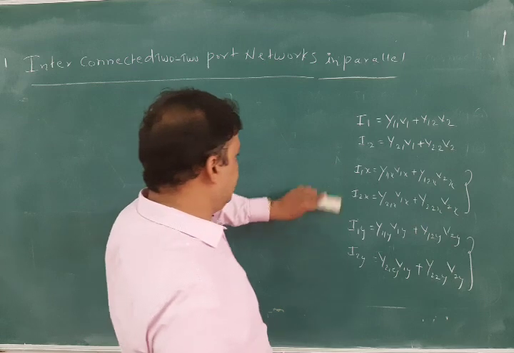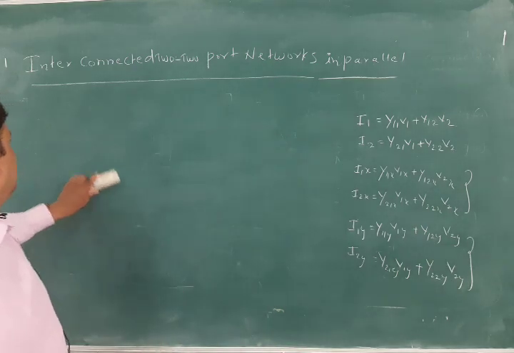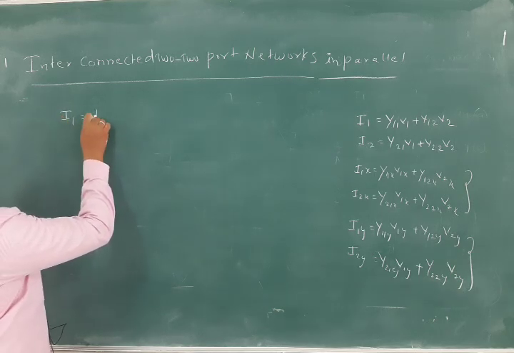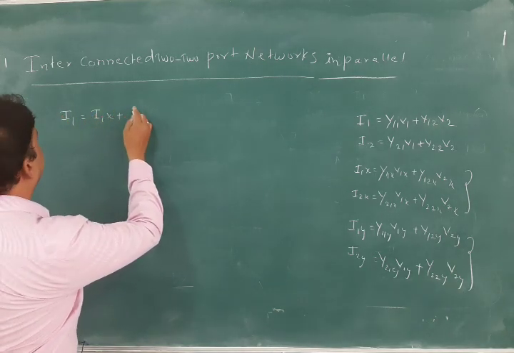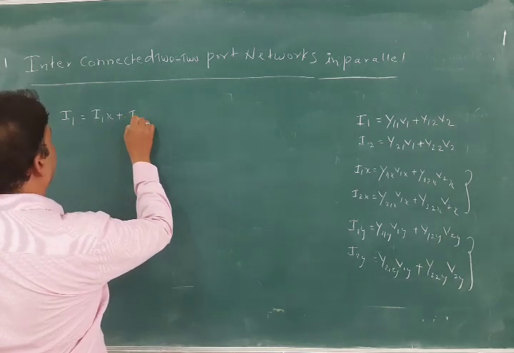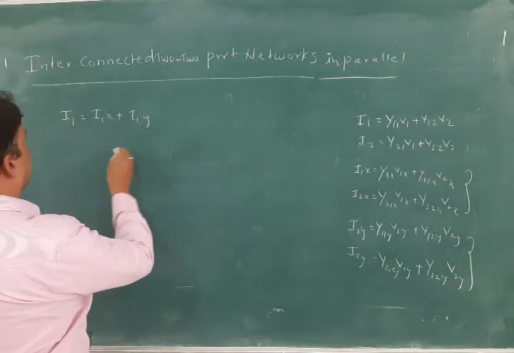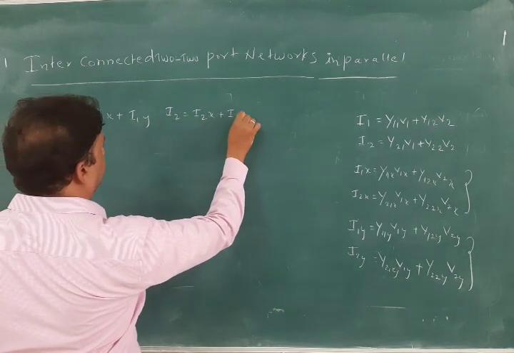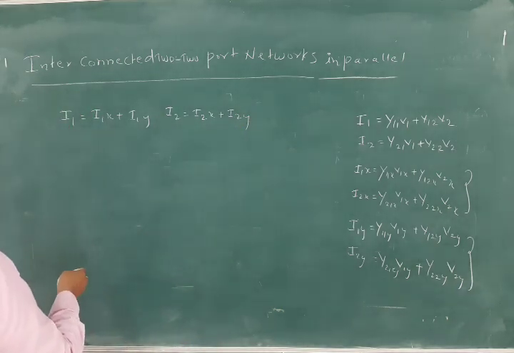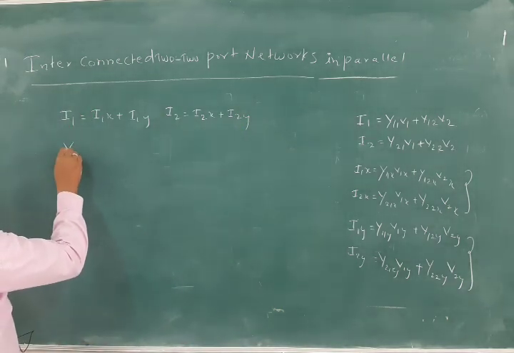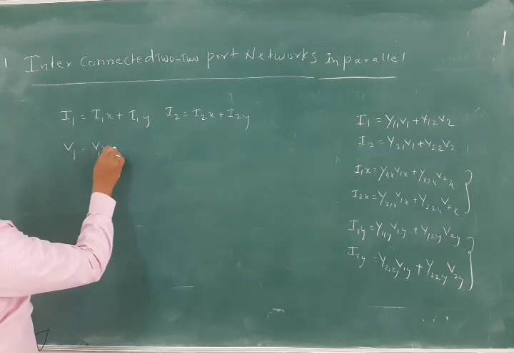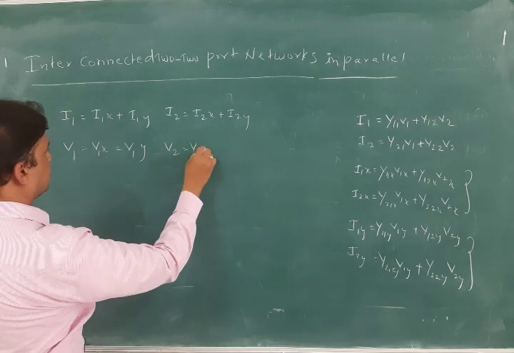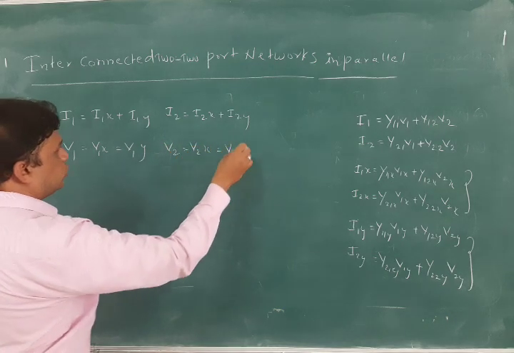In a parallel connection, we know that the current I1 is equal to I1x plus I1y, and I2 is equal to I2x plus I2y, and the voltage remains the same. As we know, the voltage remains the same: V1 is equal to V1x is equal to V1y, and V2 is equal to V2x is equal to V2y. These two sets of equations should be remembered.